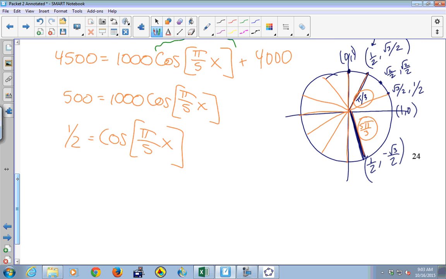So that means that pi over 5x, that's the angle I'm taking the cosine of, has to either be pi over 3 or 5 pi over 3. Those are the next two times where my angle will have a cosine of 1/2. And then I solve each of these for x.